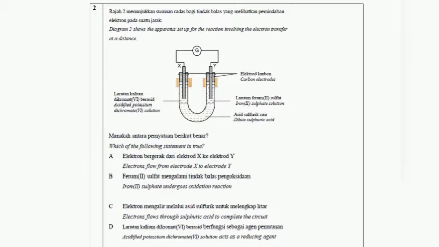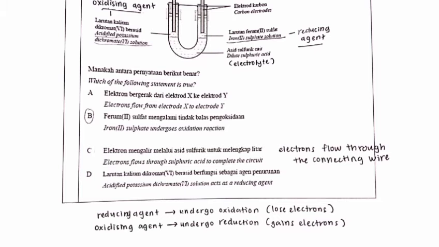Question number 2. Diagram 2 shows the apparatus set up for the reaction involving the electron transfer at a distance. Which of the following statements is true? The answer is B. Iron(II) sulfate undergoes oxidation reaction.